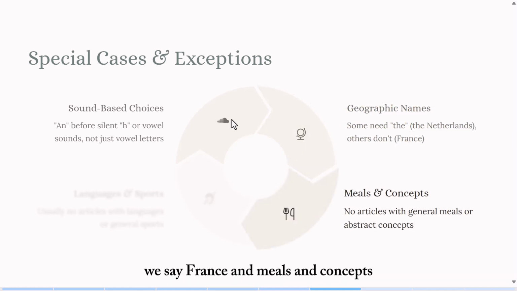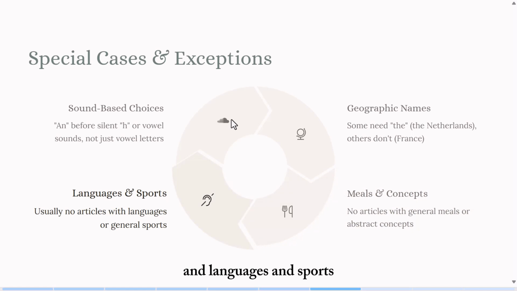And meals and concepts, everybody. We usually do not use any articles with general meals or abstract concepts. For example, we don't say, I have the breakfast, because that's a general meal. Everybody usually has breakfast. And languages and sports. We do not usually use any articles with languages or general sports. For example, we don't say, I speak the English, because that's a language. Or you don't say, I play the football, because that's a general sport.